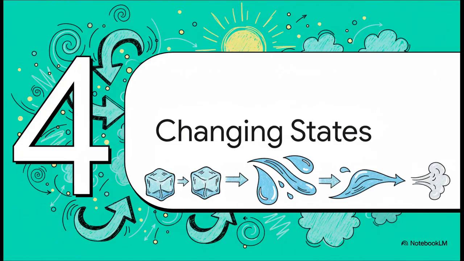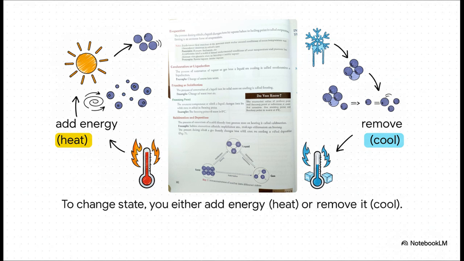Okay, so once you get this tug of war between energy pushing particles apart and forces pulling them together, you suddenly understand how matter changes states. Like how ice melts into water. It's actually really elegant when you think about it. If you want to change the state of something, all you have to do is tip that balance. You add energy, say heat, and the particles start moving so fast they break free from that intermolecular glue.